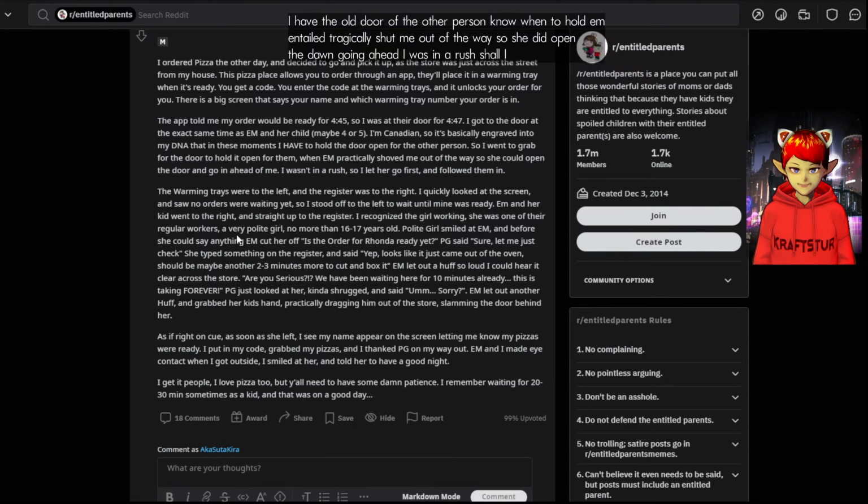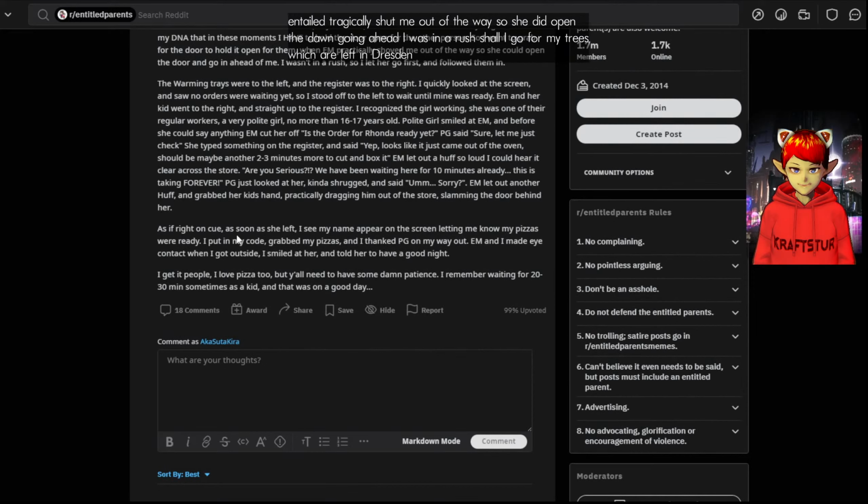The warming trays were to the left and the register was to the right. I quickly looked at the screen and saw no other orders were waiting yet, so I stood off to the left to wait until mine was ready. Entitled mother and her kid went to the right and straight up to the register.